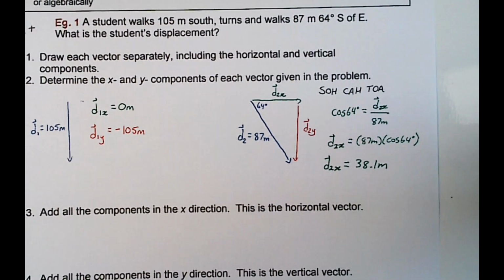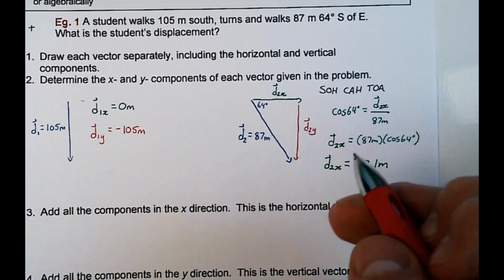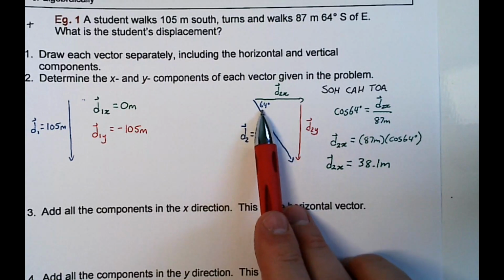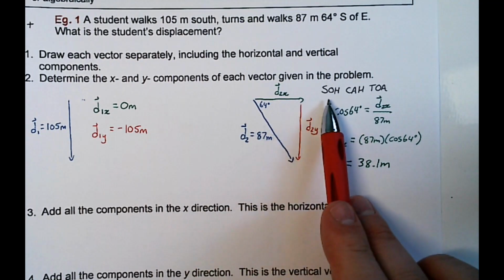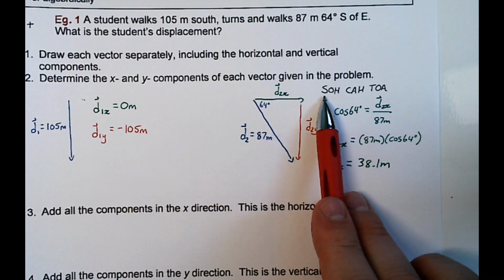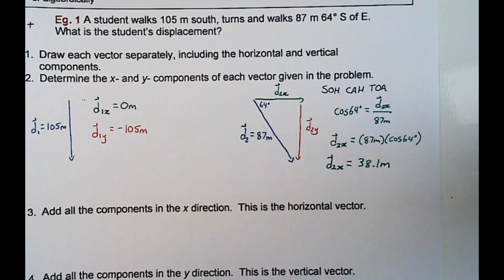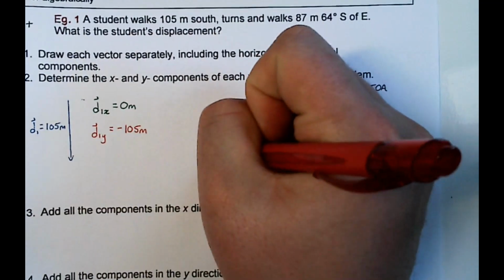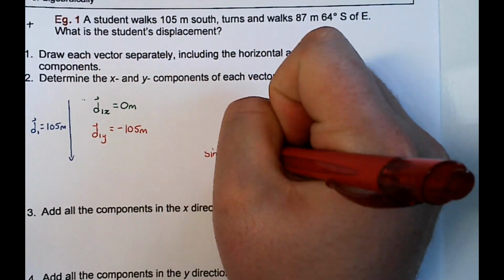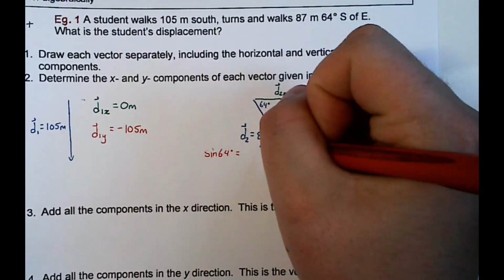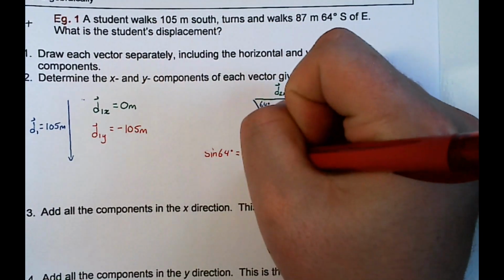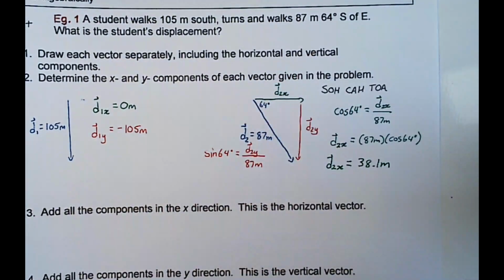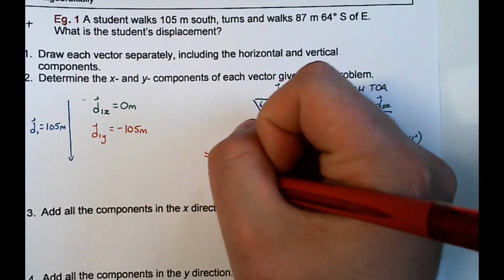Now we also want to determine the y direction, or the vertical direction. So this time, using the 64 degrees, we have the opposite and the hypotenuse. We're going to use the sine of 64 degrees. So the sine of 64 degrees is equal to the opposite, which is d2y, divided by the hypotenuse, 87 meters. Again, you rearrange the same way.